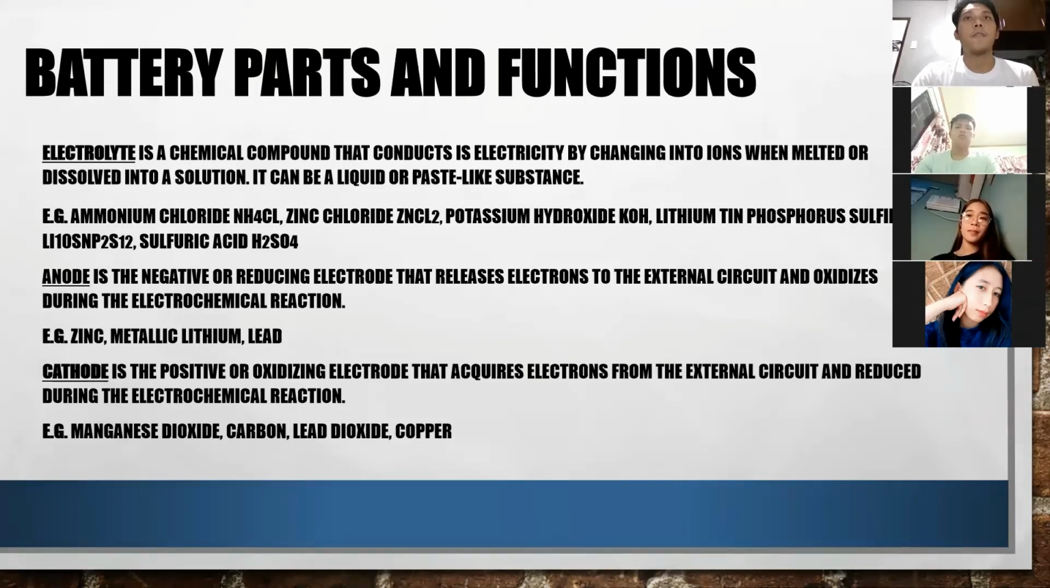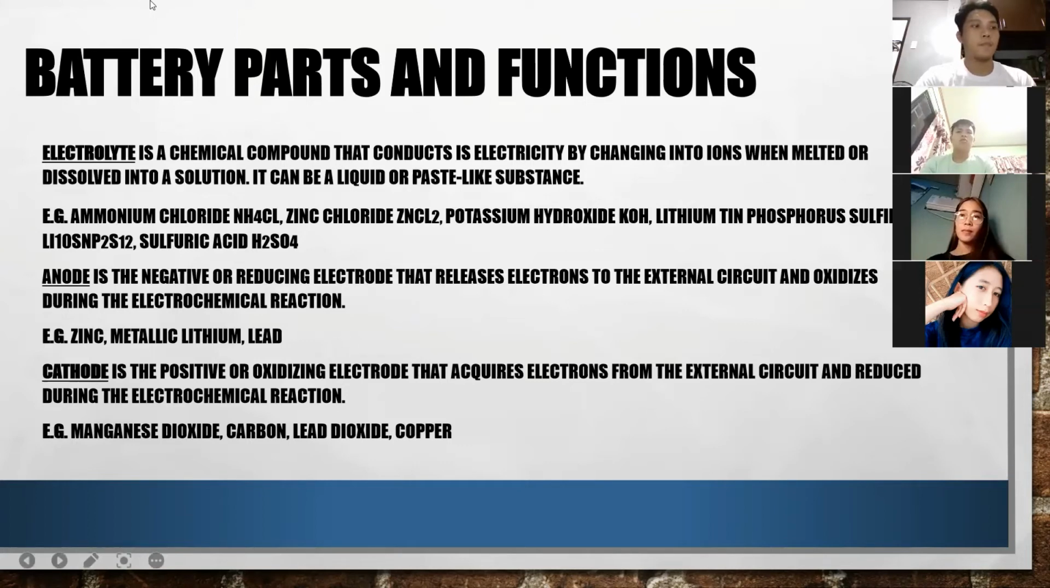Anode is the negative or reducing electrode that releases electrons to the external circuit and oxidizes during the electrochemical reaction, e.g. zinc, metallic lithium, lead. Cathode is the positive or oxidizing electrode that acquires electrons from the external circuit and is reduced during the electrochemical reaction, e.g. manganese dioxide, carbon, lead dioxide, copper.